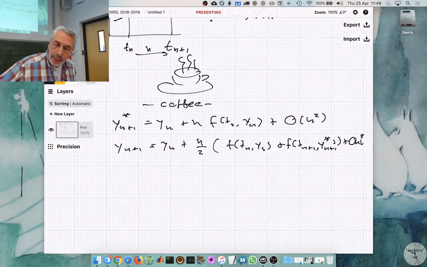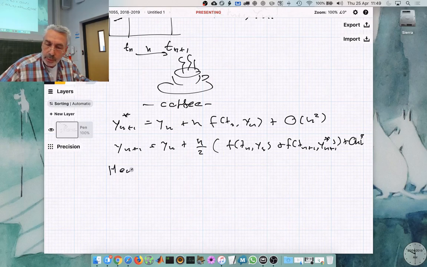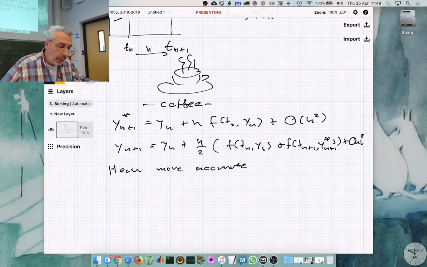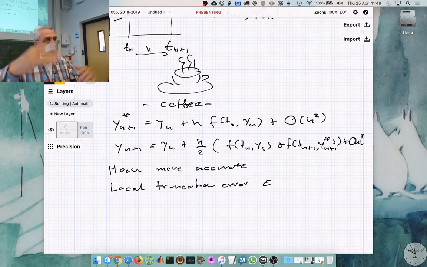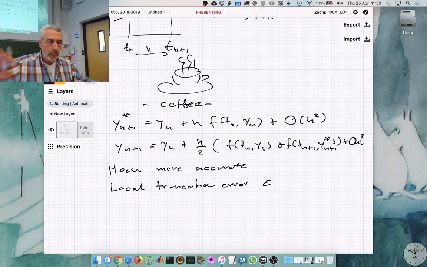So apparently it's more accurate. This Heun is more accurate. That is what we see. And why is it more accurate? Because of what we call the local truncation error, which I usually write as epsilon. In taking this finite number of steps, either Euler or Heun, we cut off our Taylor expansion. We throw away higher order terms.